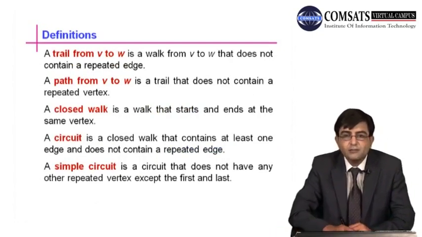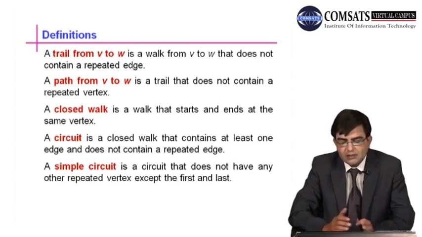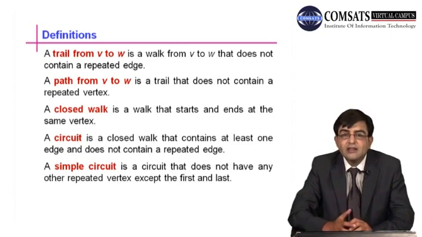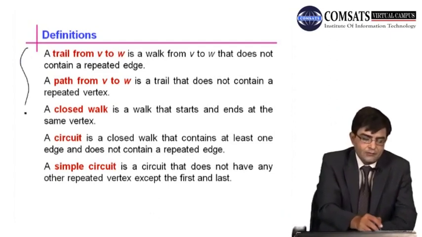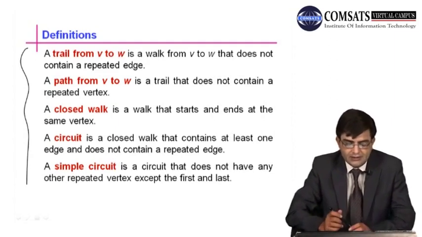Now we discuss some of the definitions which are related to walks. First definition is the definition of trial. A trial from V to W is a walk. Now these are particular types of walks in a graph. Just remember that all these definitions are, in general, walks, but here these are particular types of walks.